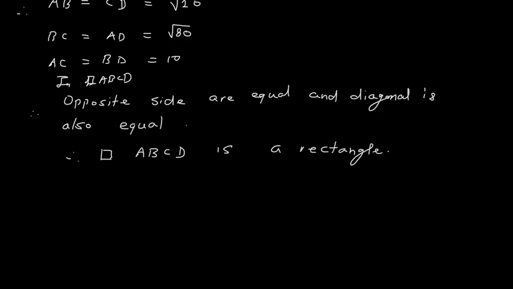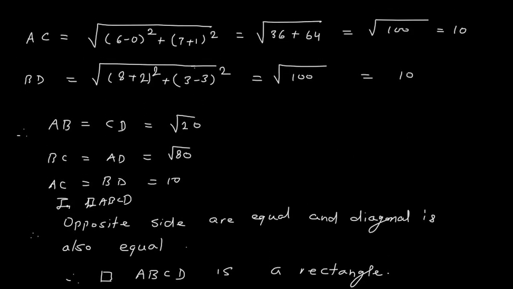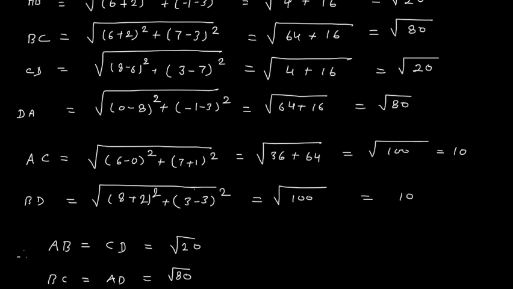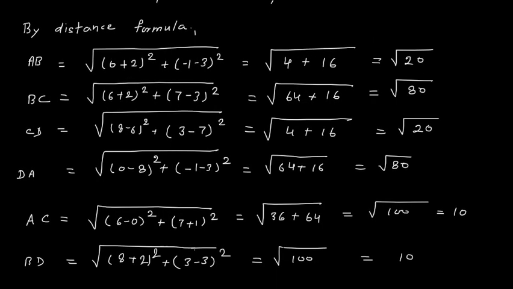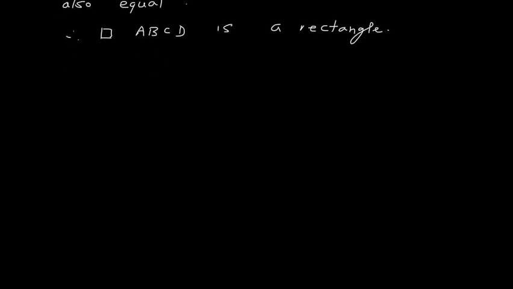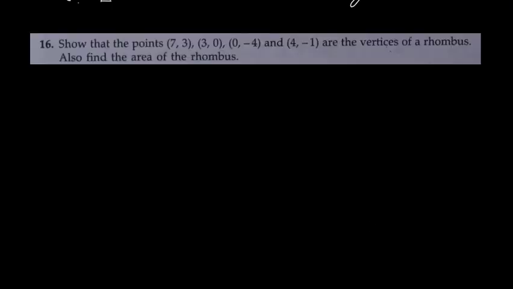Okay, so by now I think you are confident how you can find distance using the distance formula. So in other problems I will not solve every step. I will just discuss the concept, and if the problem is really a new type of problem, I will solve it. Now the 16th question is, show that these 4 points are the vertices of a rhombus. Also find the area of the rhombus.